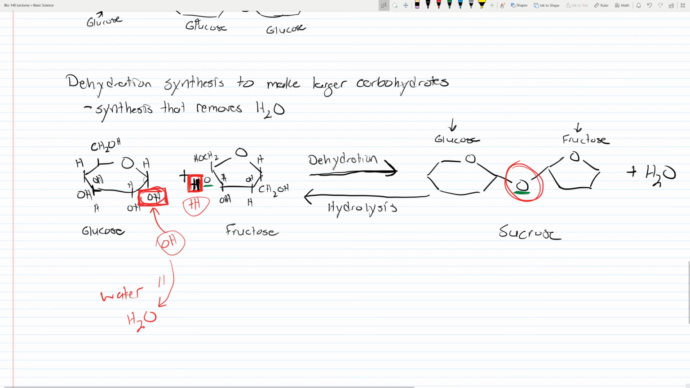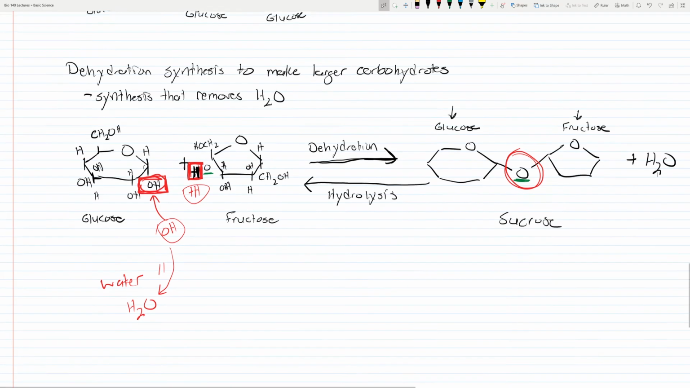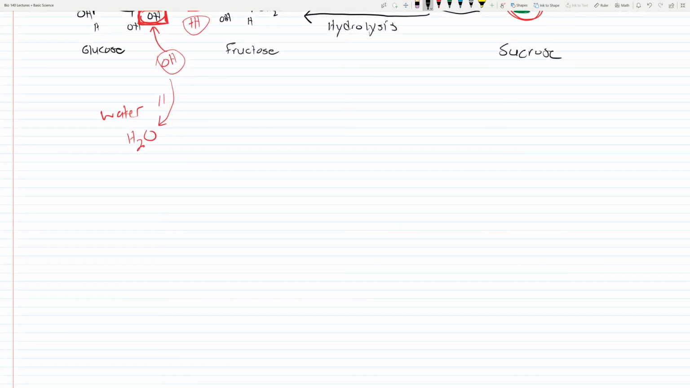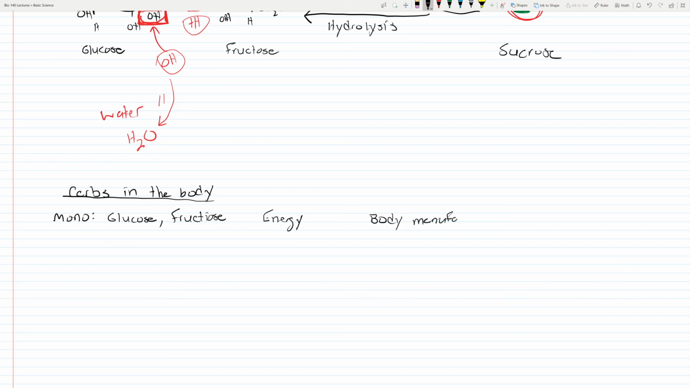Now, to summarize and finish up, let's do a simple summary of carbs in the body. The monosaccharides: we've got glucose and fructose. Their primary function is energy. Where do you get them? The body manufactures them, and from food.